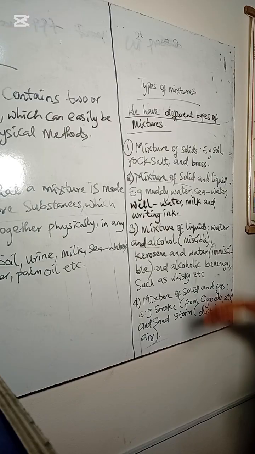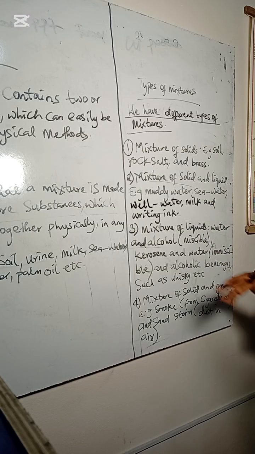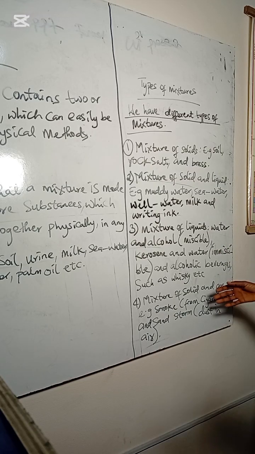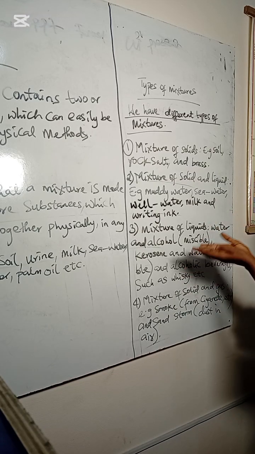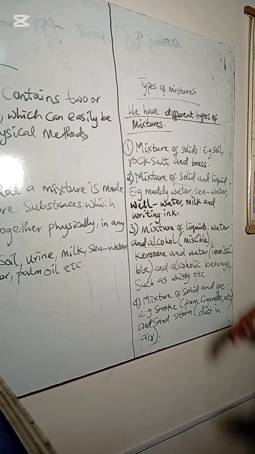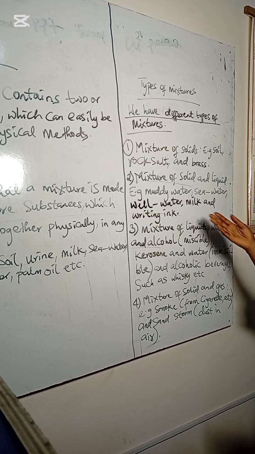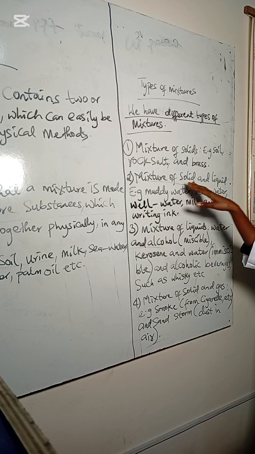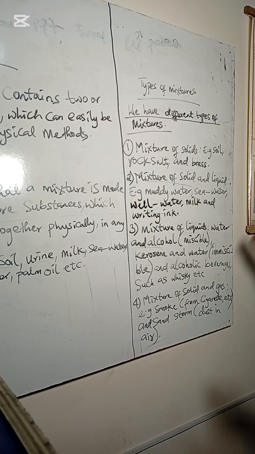So the next one is mixture of solid and liquid. Here we have the muddy water. We have seawater. So many things are mixed, soil and all of that, with sedimented leaves and all of that. So many things mixed, all of them are mixtures. We have the milk, and writing ink. All these things are a mixture of different solid and liquid, where we dissolve solid inside liquid. All of them are mixed together, you get.